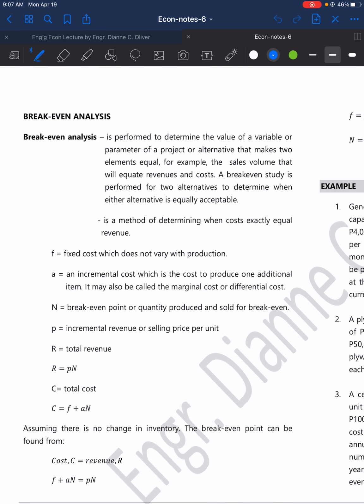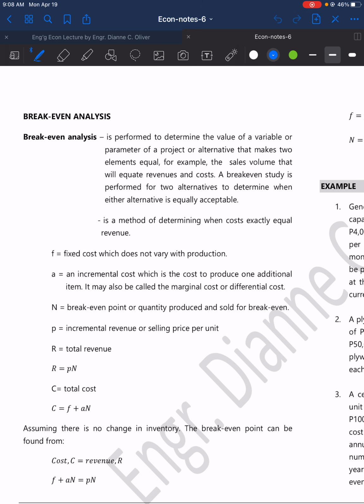Break-even analysis is performed to determine the value of a variable or parameter of a project or alternative that makes two elements equal. For example, the sales volume that will equate revenues and costs. A break-even study is performed for two alternatives to determine when either alternative is equally acceptable. Break-even analysis is a method of determining when costs exactly equal the revenue.